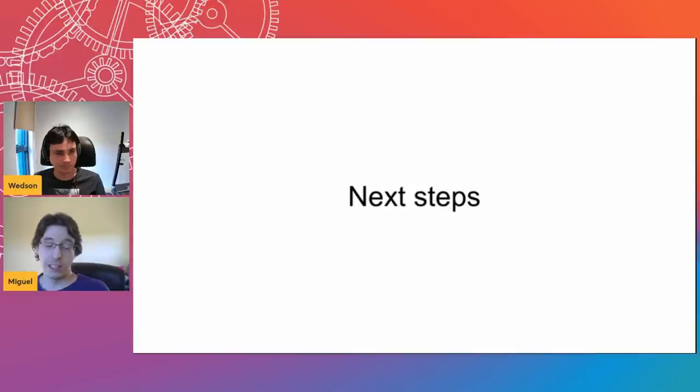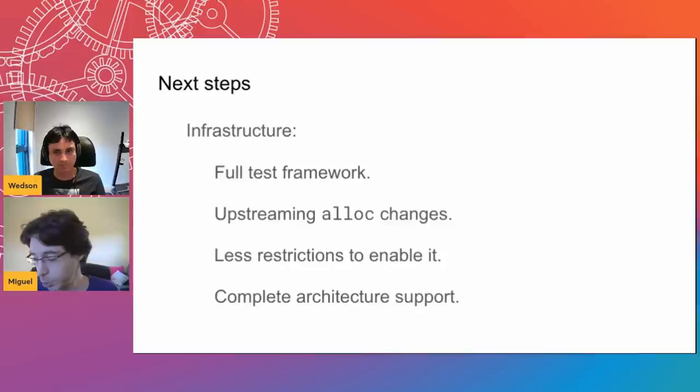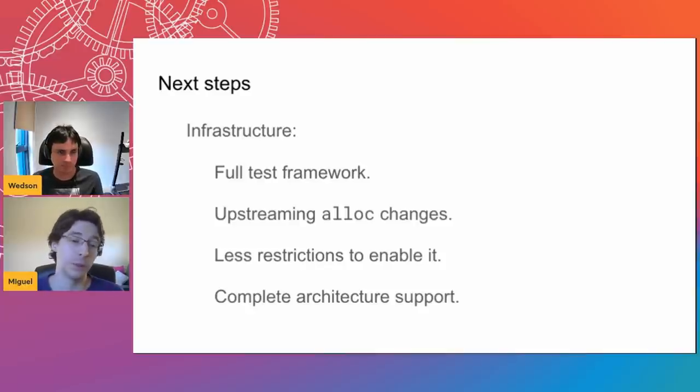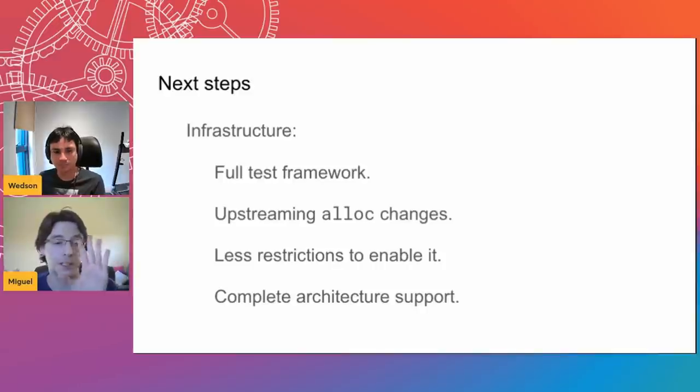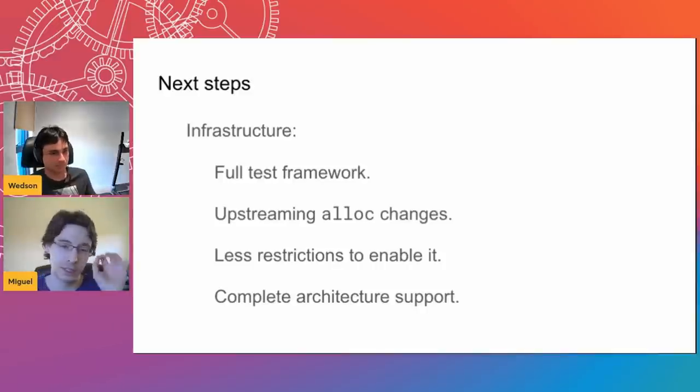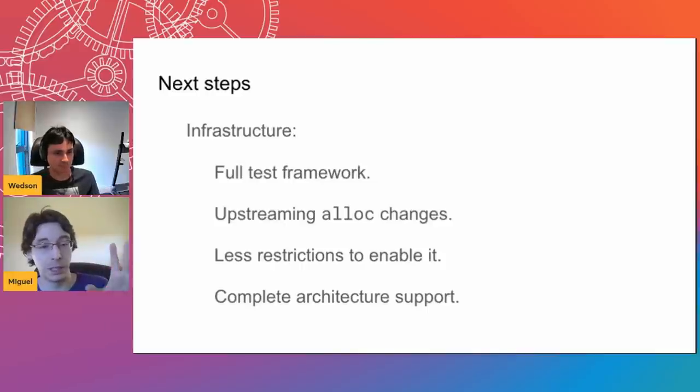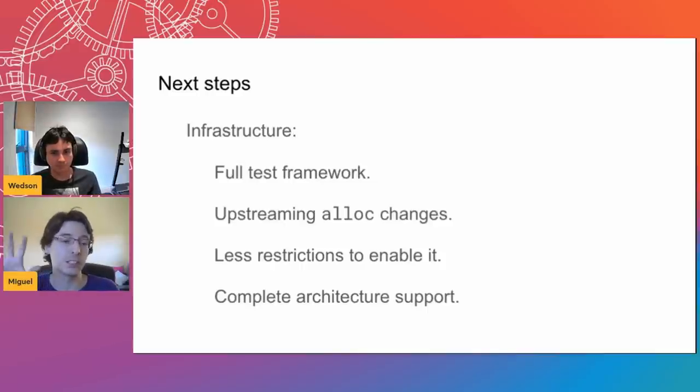Yes, next. So, the next steps on what we are doing. First of all, for the infrastructure, there are two main parts, when we submit the patches to the kernel mainline, we always talk about two parts. One is the infrastructure, the build system, and everything else that has to go into making this work. And then there is the actual Rust code that is probably the most interesting for you.